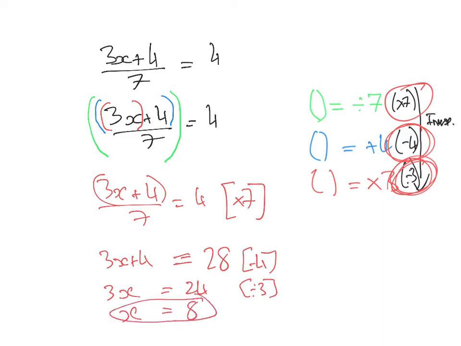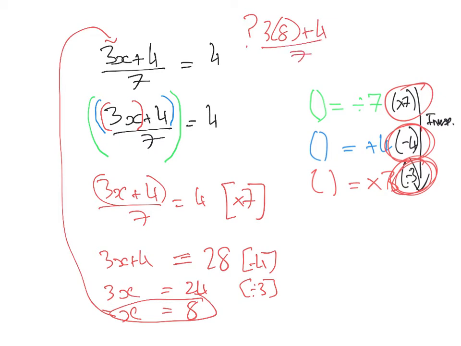Okay, just check to see if that's the answer. If you stick it in here, is 3 times 8 plus 4, divided by 7, equal to 4? Well, 3 times 8 is 24, plus 4 is 28. 28 divided by 7 is 4. Yes, it is.